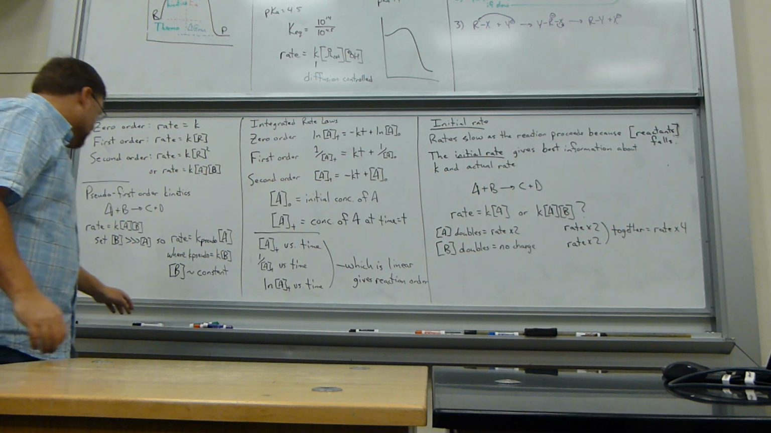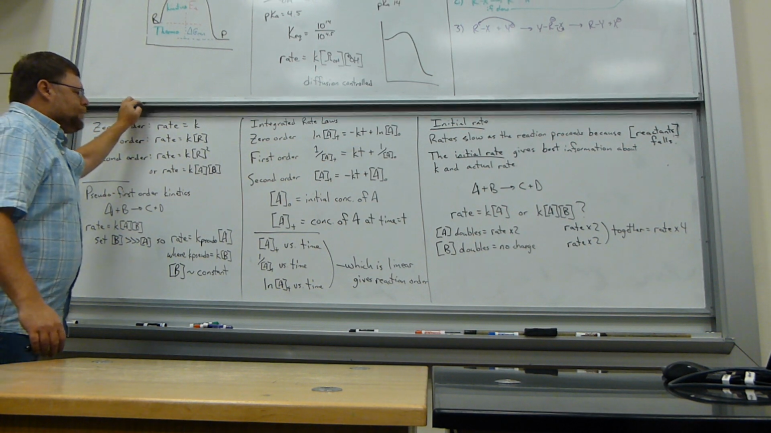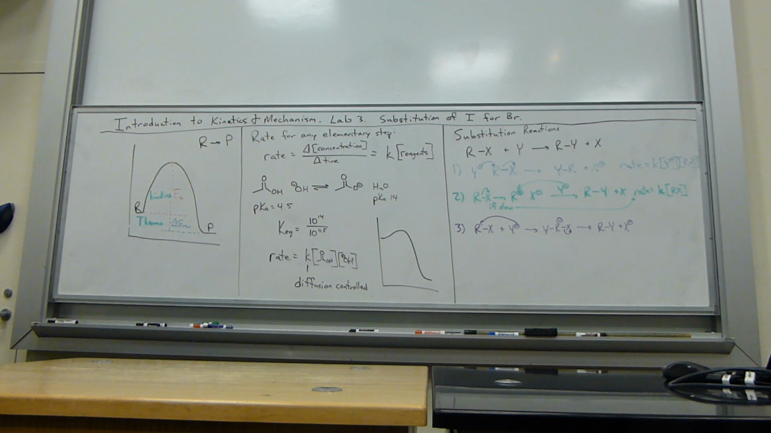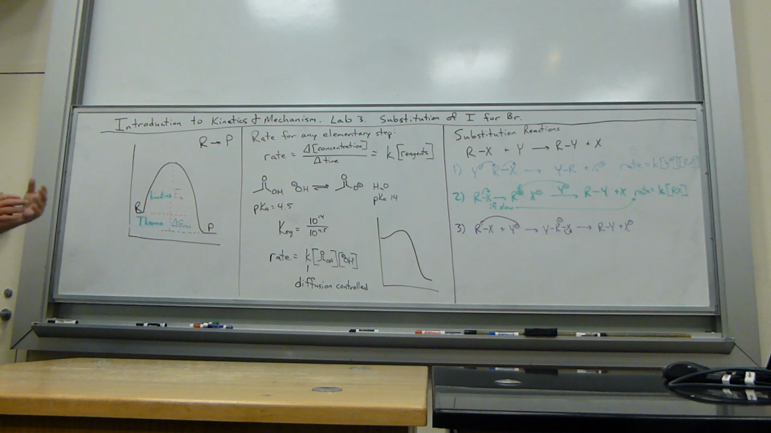So this is basically the pre-lab for lab 3, and it's also an introduction to reaction rates. What that tells us about mechanism. So first of all, we talked about this in class last week. If we have a reagent going to product, and it's a single step, an elementary step, you can plot this as an energy diagram.